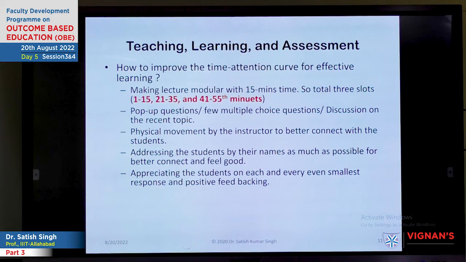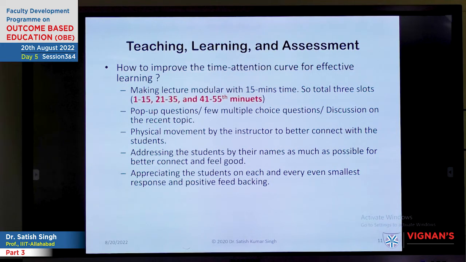Appreciating the students for each and every, even the smallest response. Give positive feedback. If the response is a little away from the expected response, be very positive. We don't say, "Okay, you could not tell, you are useless." Otherwise, that student will never answer. So we used to appreciate it.